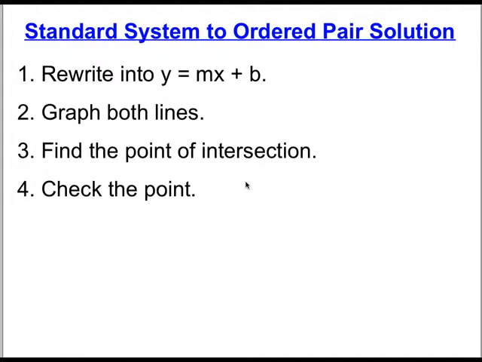Step 1, rewrite into y equals mx plus b form. That's slope-intercept. 2, graph both lines. 3, we're going to find the point of intersection. Remember, that's where they cross at. And 4, we're going to check the point to make sure that it works.